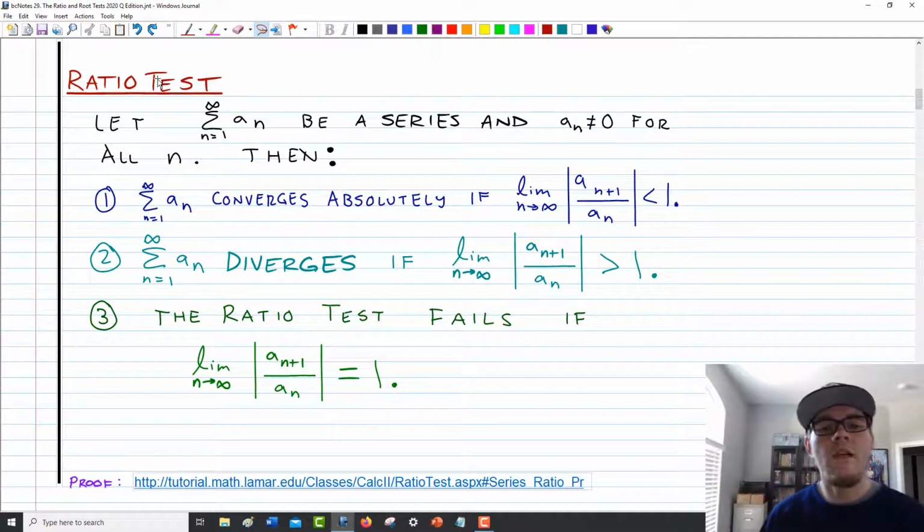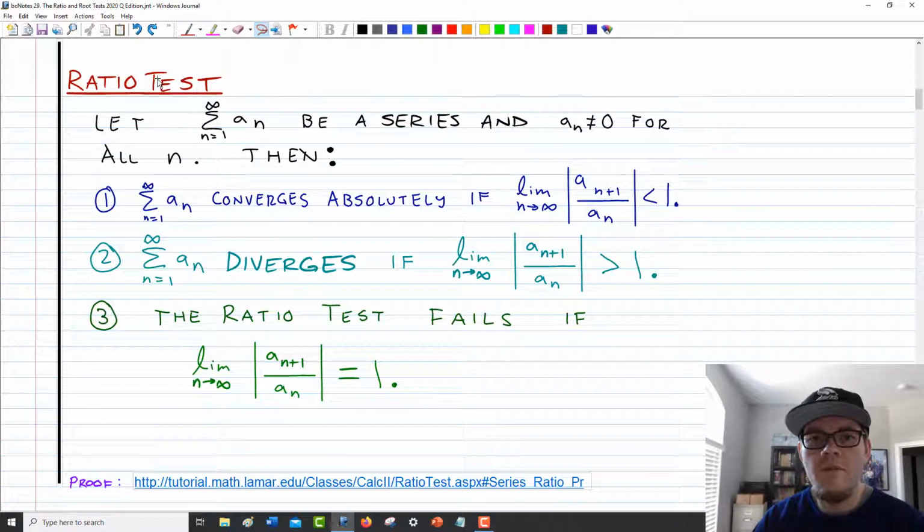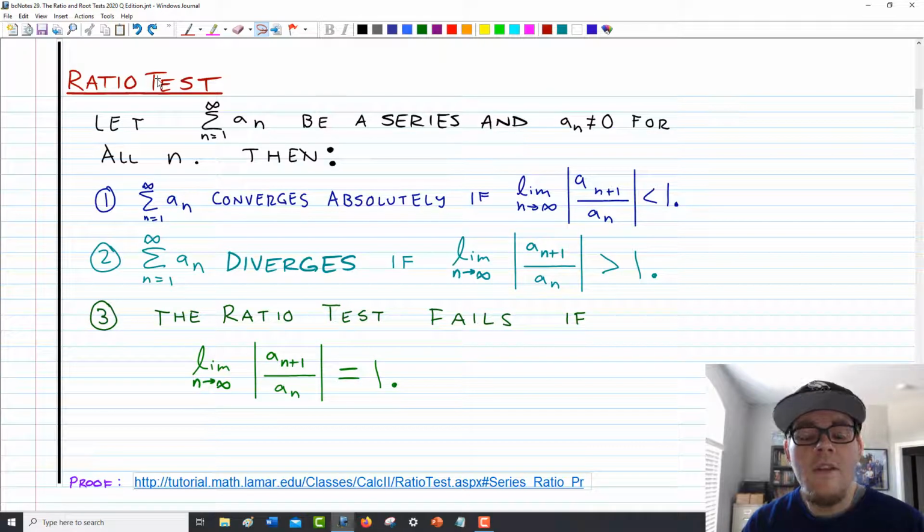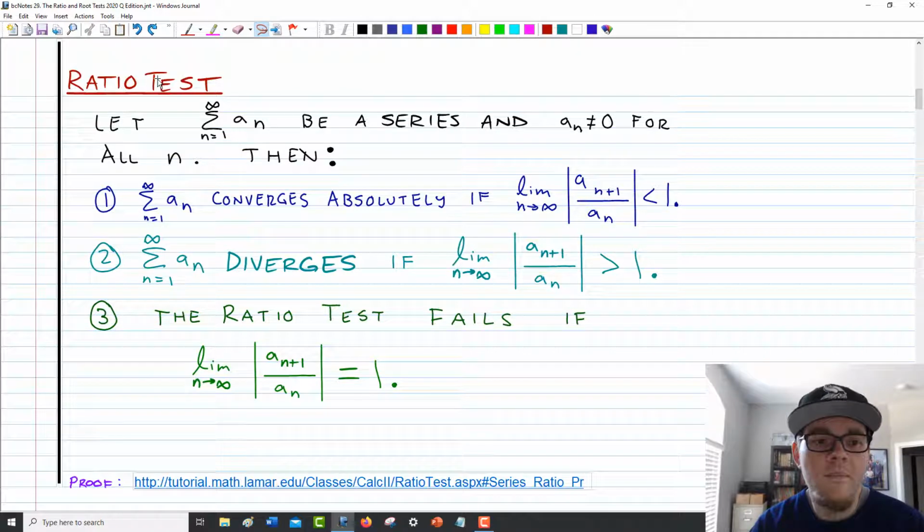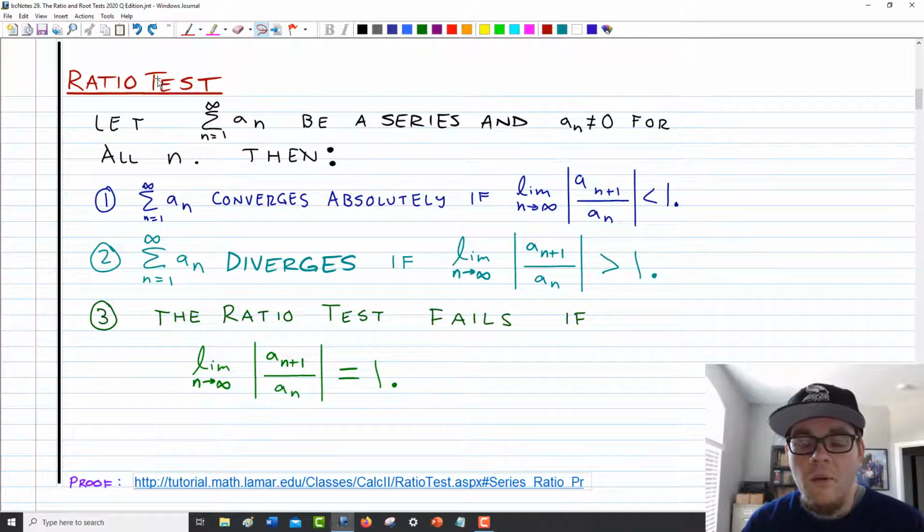So, with the ratio test, let's look at the statement and look at the three different situations that can pop up. So it says, first, in the ratio test, to let there be a series, and the terms of the series cannot be 0. So we have to have non-zero terms. Do note, though, that there's no requirement about the series terms being positive or negative or alternating or anything else. All terms go, so long as they aren't 0 anywhere. So just keep that in mind. Then the following is true.